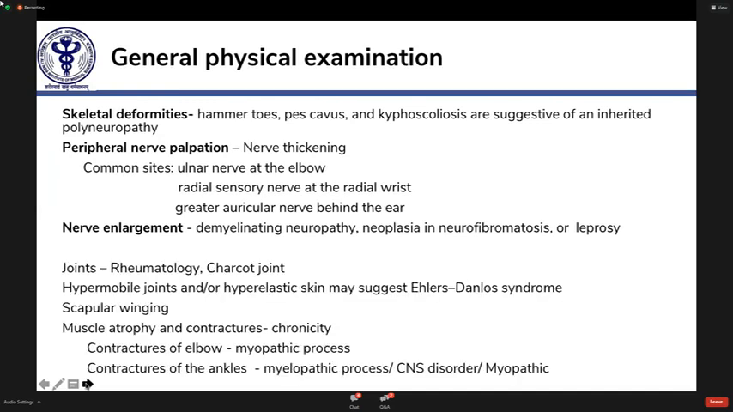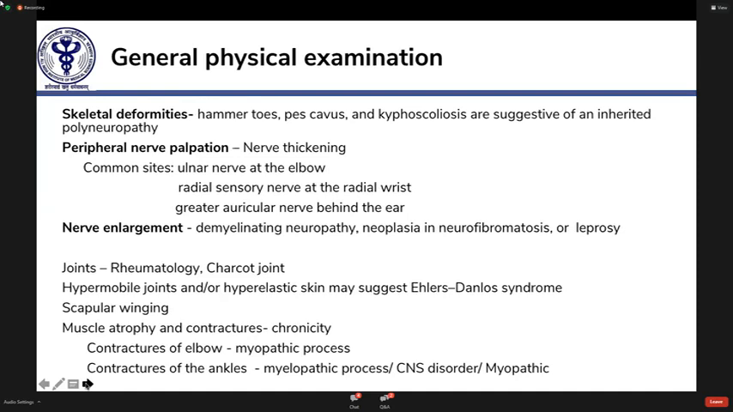Look at the joints for any coexisting rheumatological conditions. Sometimes you can see Charcot joints in neuropathies with severe sensory involvement. Hypermobile joints are seen in Ehlers-Danlos syndrome. Scapular winging can be seen in some of the hereditary neuropathies. Muscle atrophy and contractures usually indicate chronicity. Elbow contractures are usually seen in a myopathic process. Contractures at the ankle can occur due to a myelopathic CNS disorder or a myopathic process.